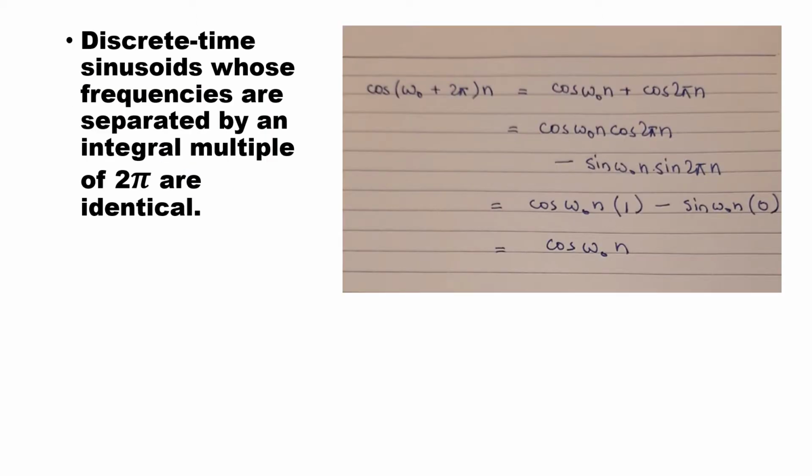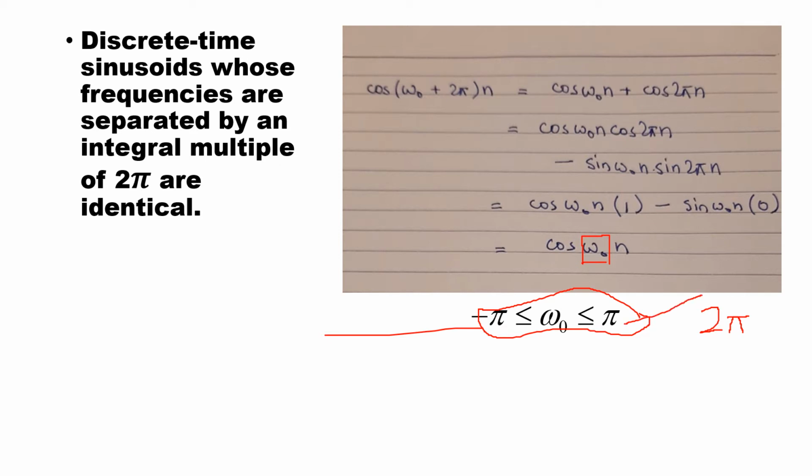So one thing that we saw in the last part was that discrete time sinusoids whose frequencies are separated by an integral multiple of 2 pi are identical. And this is what we proved in the last part. But one very important thing we should remember here is that the value of this omega naught should lie between minus pi to pi. That is, it is completing a complete cycle from minus pi to pi. So the total cycle is 2 pi. Yani 2 pi radians cover kar raha hai ye omega naught. Isse kam value nahi ho sakti minus pi se aur plus pi se zyada value nahi ho sakti.